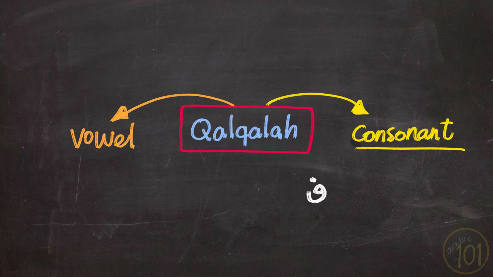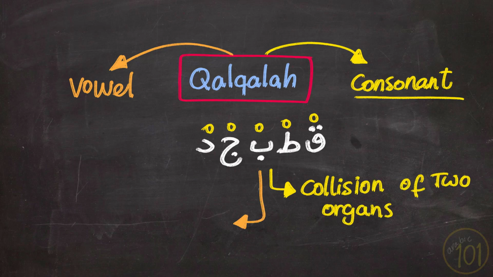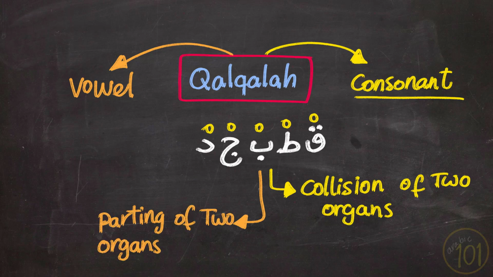vowel. And it is applied on these 5 letters. In a sense, the letters are consonants because they have sukun, and they are produced by the collision of two organs. But from another perspective, they behave like vowels in the sense that they are produced by parting of two organs to release the air.